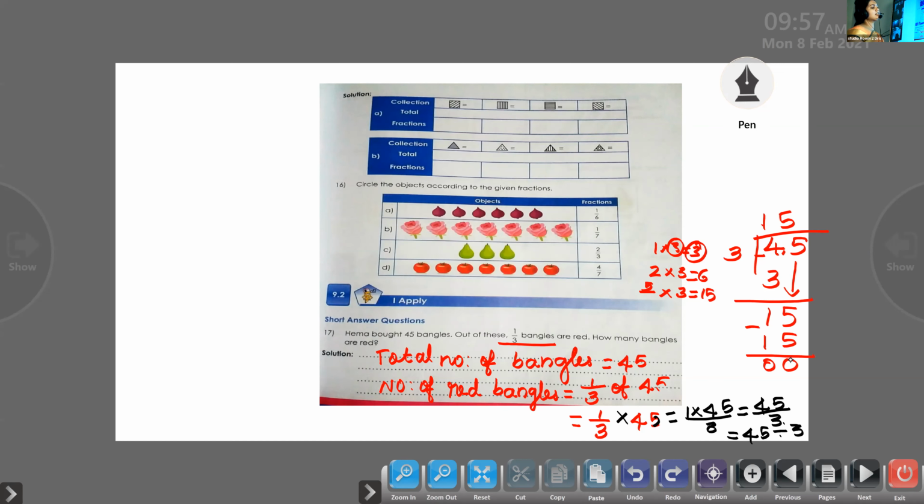So how many bangles? 15 bangles. All of you write 15 bangles. Equal to 15 bangles. Red bangles, okay. Right, 15 red bangles.